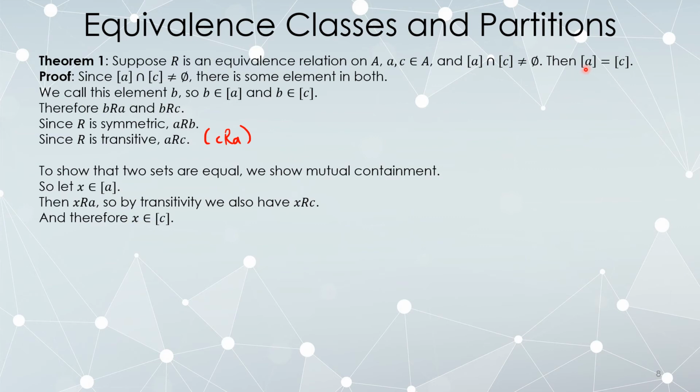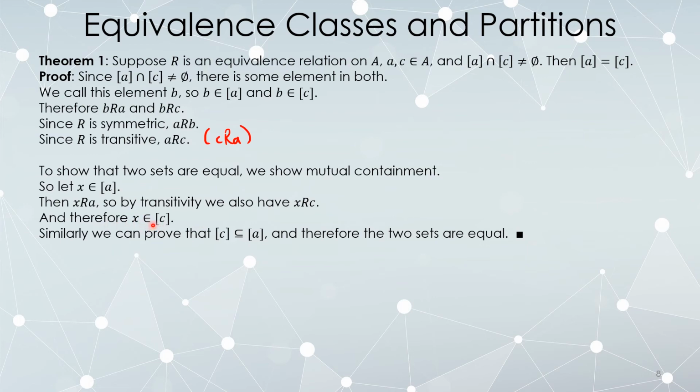We have shown that this set is a subset of that one. But we can basically go the other way, in the same way. Let's assume X is related to C. Since C is related to A, by transitivity, X would be related to A, and therefore X is in the equivalence class of A. So you can prove this containment using essentially the same steps in reverse. Since the equivalence class of A is a subset of the equivalence class of C, and the equivalence class of C is a subset of the equivalence class of A, those sets are equal.